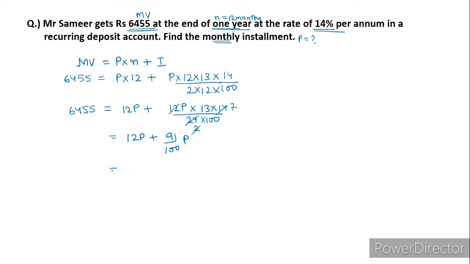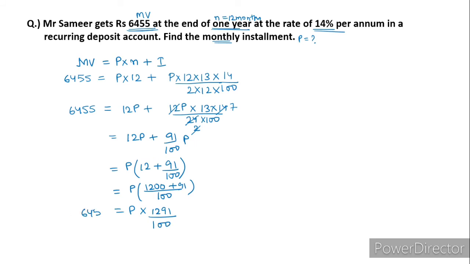You can take out P common here. 12 plus 91 by 100. Take the LCM. LCM is 100. In the numerator, you will get 1200 plus 91. So P into 1291 by 100. Here maturity value was 6,455. This will cancel by 5 times 1291. Therefore, P will be equal to 5 into 100, that is rupees 500. This is your final answer.